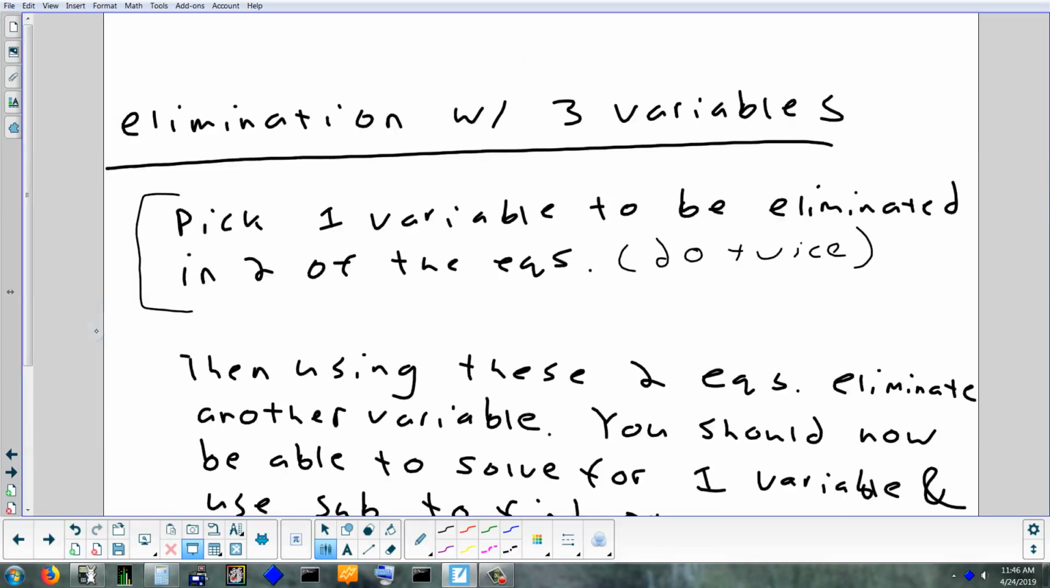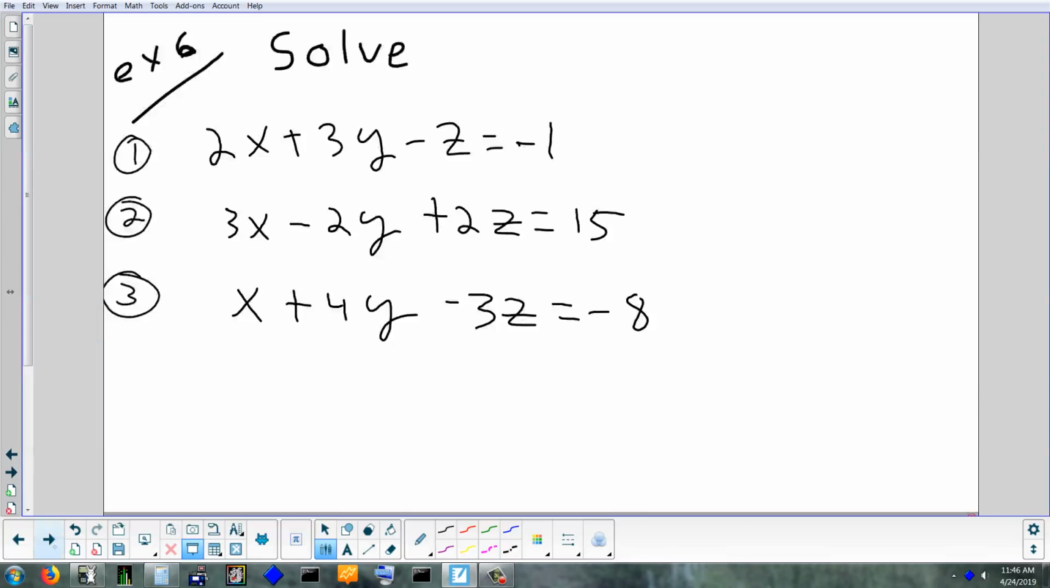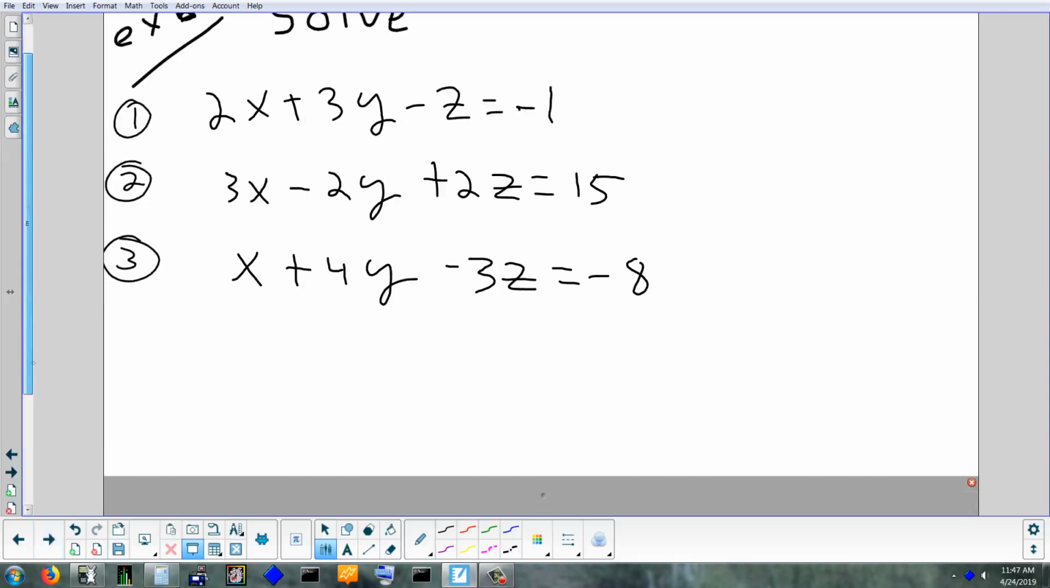All right. So when I look at that system, I think there is one letter there that would be pretty easy to eliminate in the other 2 equations by multiplying that equation by a certain number. Does anyone think they know which letter I think would be the easiest to get rid of? Yeah? Chris? Yeah, I think X is going to be pretty easy to get rid of in equation 1 and equation 2. So let's do that.